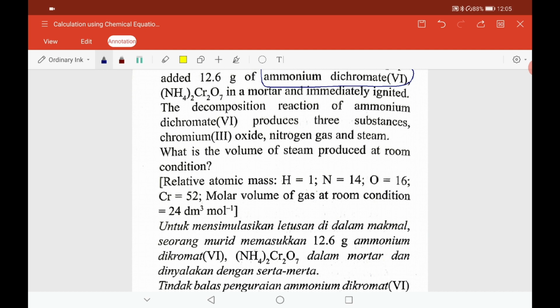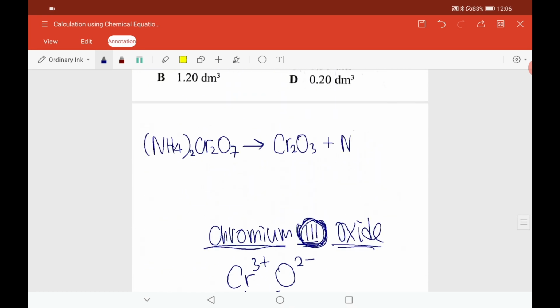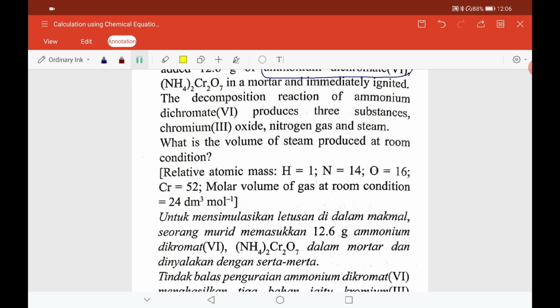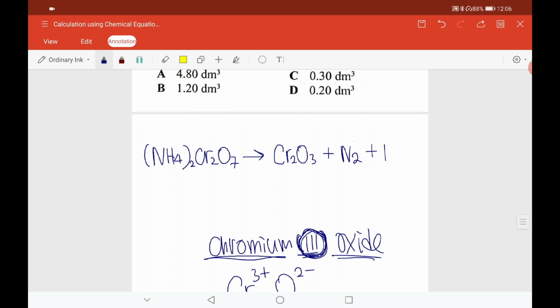The next thing, we have nitrogen gas. Nitrogen gas is N2. Remember, most gases come in 2. So what else do we have? The last thing we have is steam. Steam is the gas form of water. When water becomes gas, we call it steam. So steam, the formula is H2O.